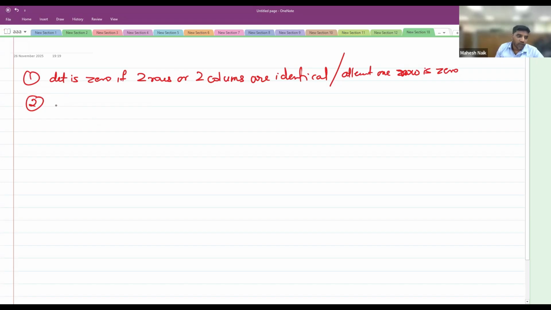Okay, second, if we interchange two rows or columns, the value of the determinant will change by a negative sign. Okay. Followed by this, if we talk about the triangular matrices.